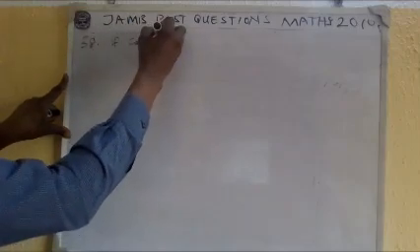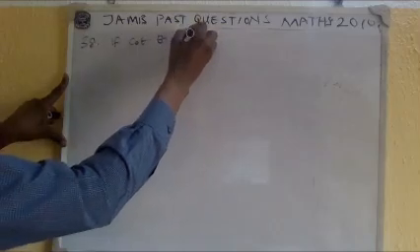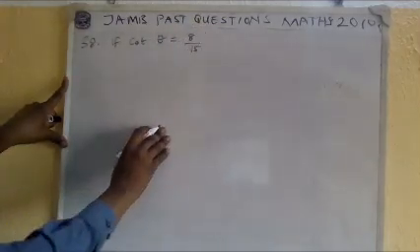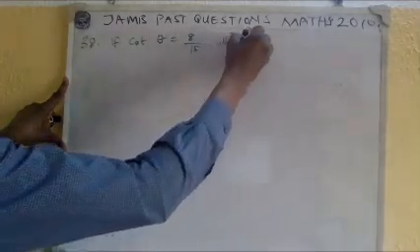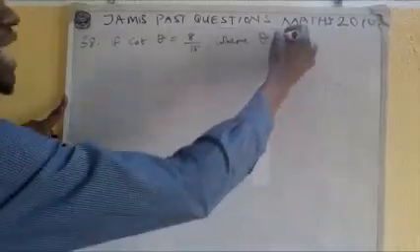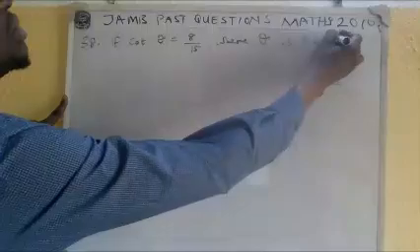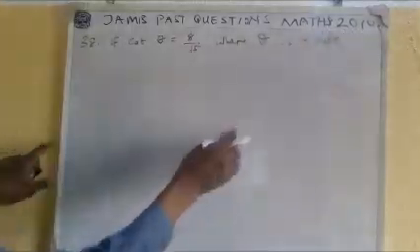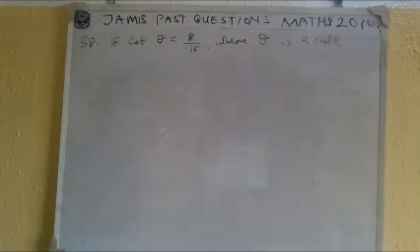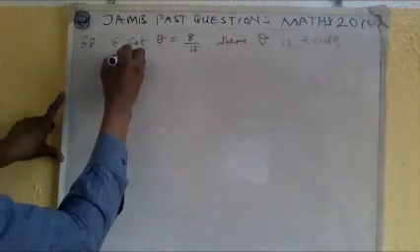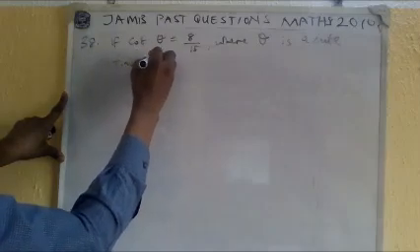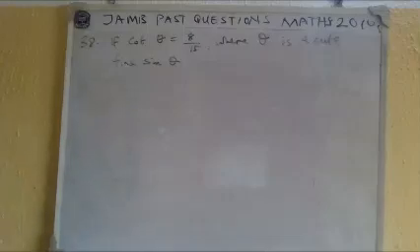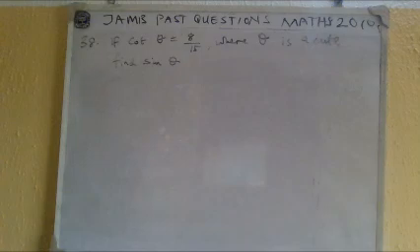If cot theta is equal to 8 over 15, where theta is an acute angle, find sine theta. An acute angle is an angle that is less than 90 degrees. That's what it means. So find sine theta.